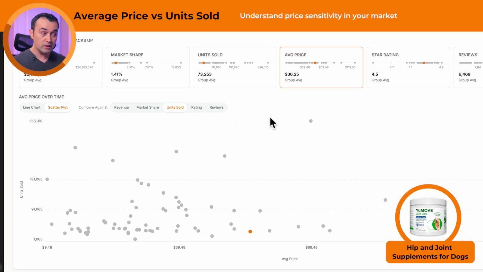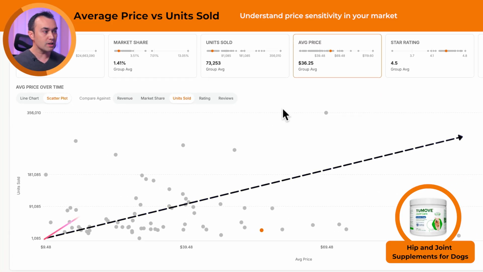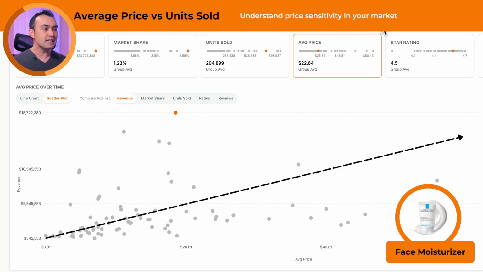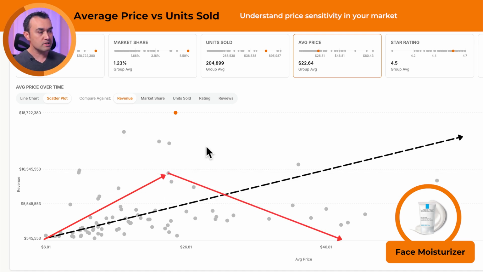But let's contrast this with hip supplements, which is a little different. We can see more products here that have been able to maintain higher sales even at higher price points. Then in this face moisturizer segment, we see many products have successfully increased both sales and their price up to around about $25 before sales start dropping off at higher prices.